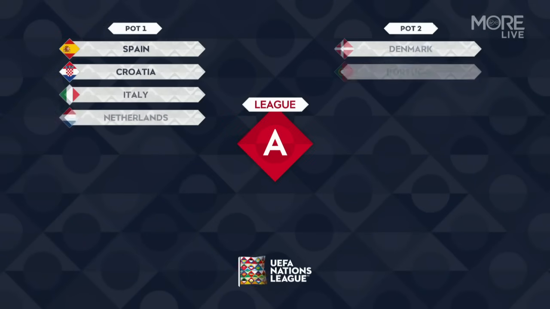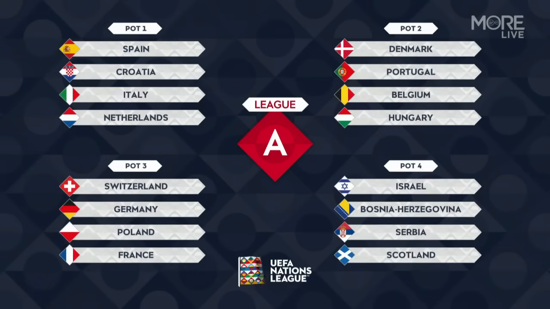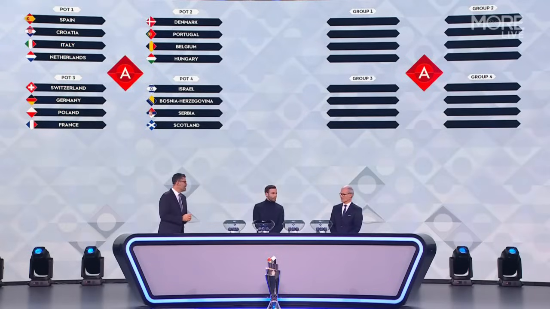All right, well, you're going to do the draw in just a moment. Let's first have a look at the pots in League A. In pot 1, we have Juan Mata's Spain, Croatia, Italy, and the Netherlands. In pot 2 are Denmark, Portugal, Belgium, and Hungary. Pot 3 contains Switzerland, Germany, Poland, and France, while Israel, Bosnia and Herzegovina, Serbia, and Scotland make up pot 4. One last time, Giorgio, back over to you and Juan.